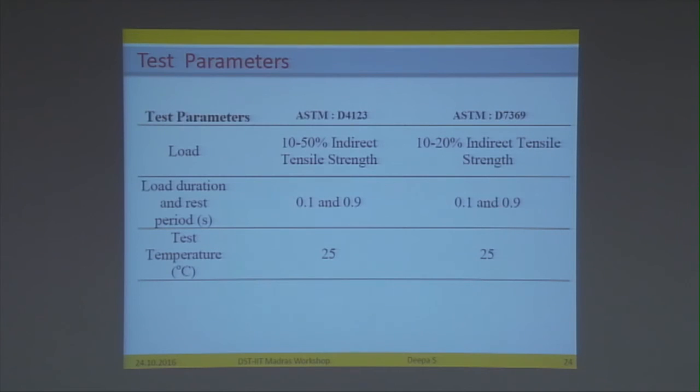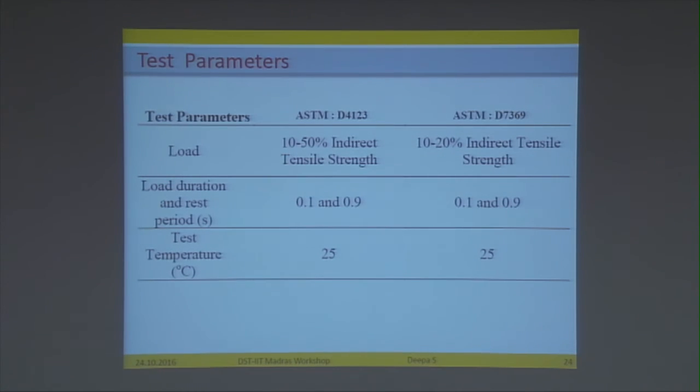Then coming to the test parameters. So, what is the input load that should be given before starting the test? The old standard, the withdrawn standard, tells that you conduct an IDT test, that is a failure test, indirect tension test, where you load the sample to failure, capture the failure load, calculate 10 to 50%, take one value and use it as the input in the next test, that is our resilient modulus test. Whereas in the revised protocol D7369, they ask us to take 10 to 20% of the load from the ITS test.